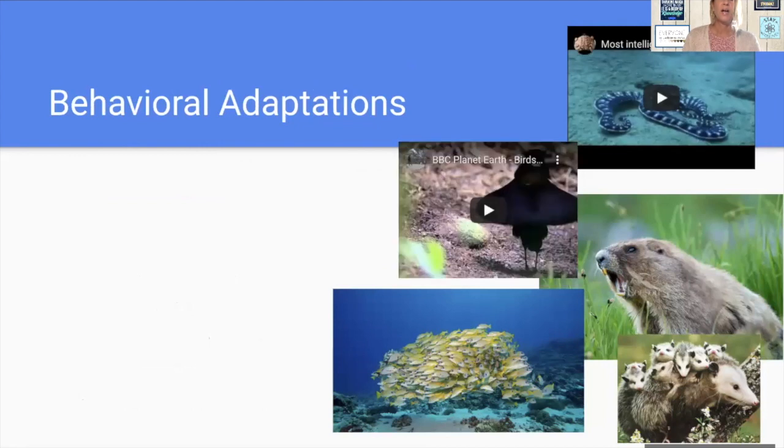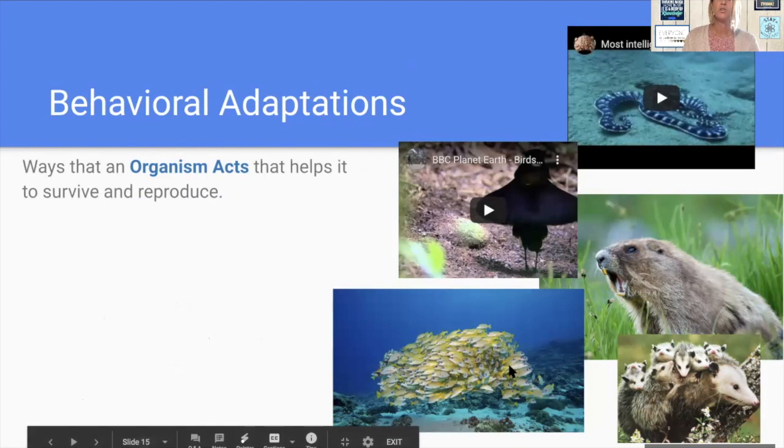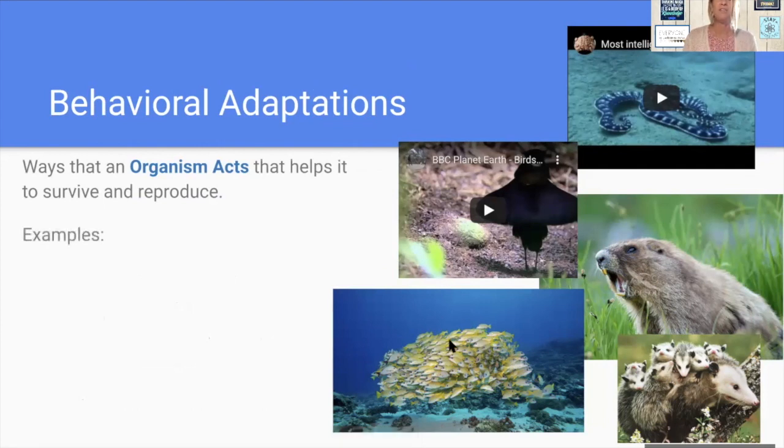All right, so behavioral adaptations. So behavioral adaptations are ways that an organism acts that allows it to survive and reproduce. So I don't know if you've ever seen videos of these guys chirping, right? Carrying all her babies on her back helps them to survive. Schooling together and flocking in a school of fish here. Those are ways that animals have behaviors that allow them to survive and reproduce.